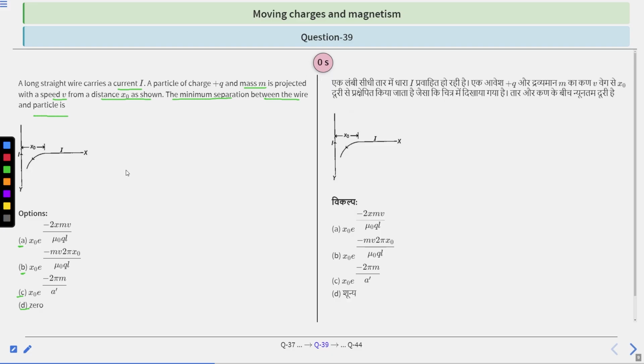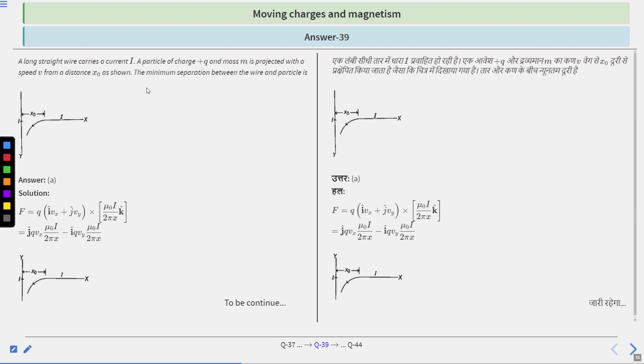Let's find the solution. The question asks about the minimum separation between the wire and the particle. We know the formula F is equal to Q (i cap Vx plus j cap Vy) cross B, which means F is equal to Q V cross B. This is the force formula. Putting all the given terms, you will get F is equal to j cap Q Vx mu naught I divided by 2 pi x, minus i cap Q Vy mu naught I divided by 2 pi x.